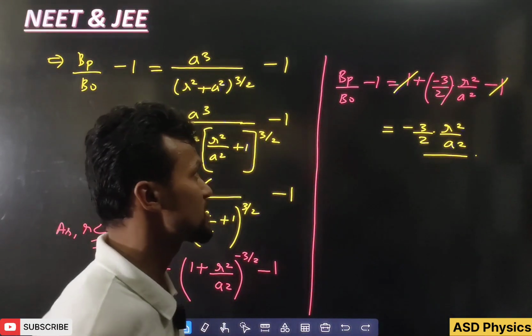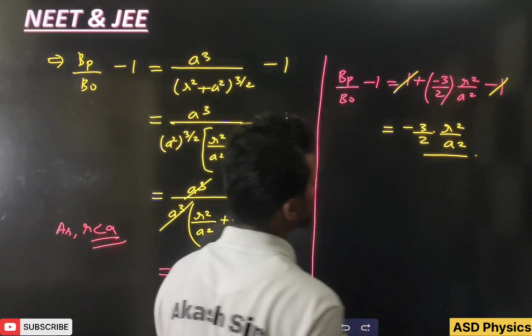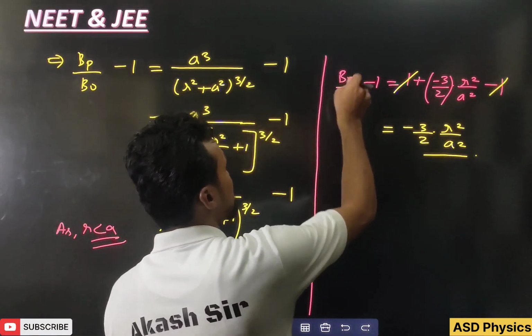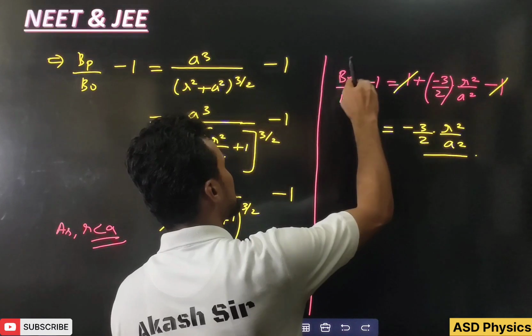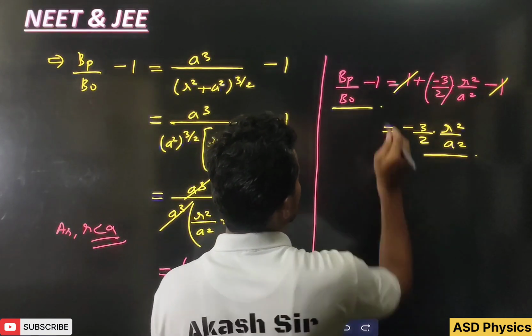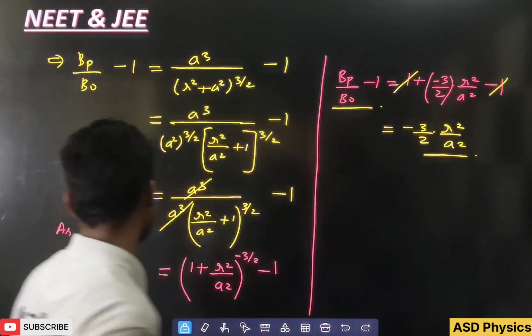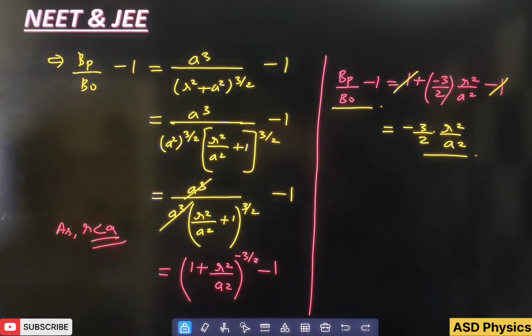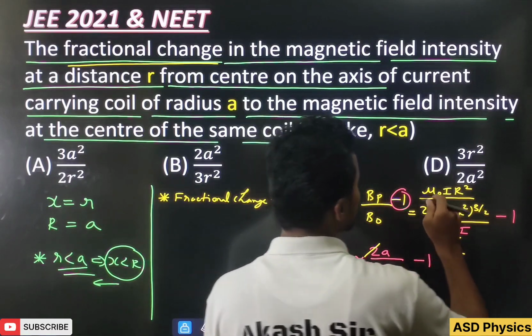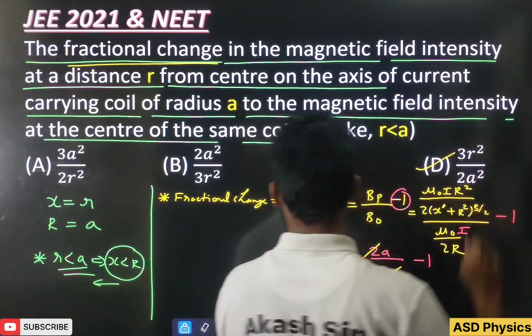Why is this coming minus 3 by 2? This is coming minus 3 by 2 because BP is less than B naught, so this term is less than 1. Less than 1 minus 1 means anyhow negative will come. So if I just take the magnitude, the fractional change will come as 3 by 2 R square by A square. Fractional change is 3 by 2 R square by A square. So where is that? 3 by 2 R square by A square, option D is there.